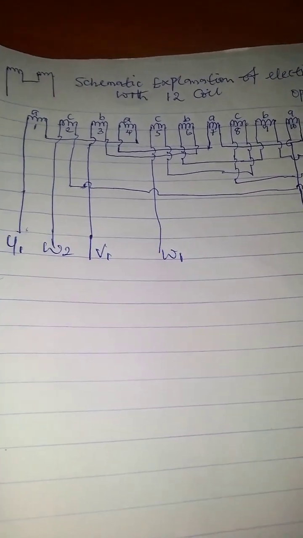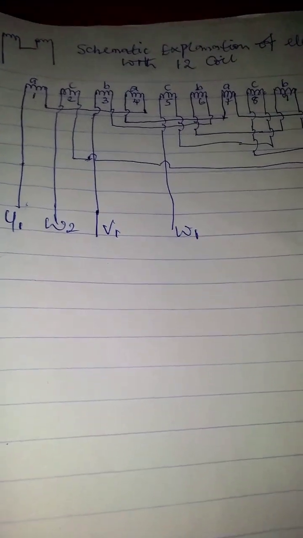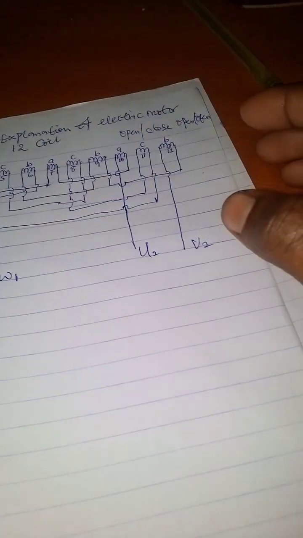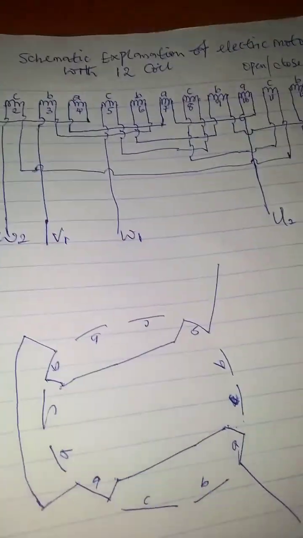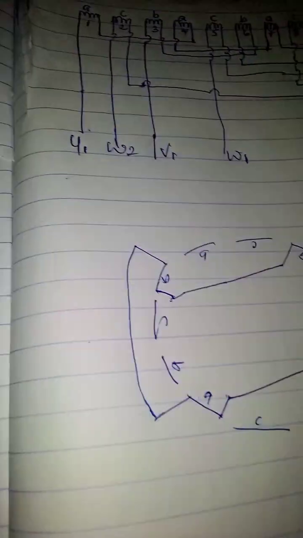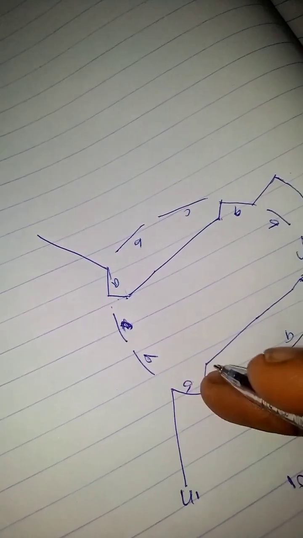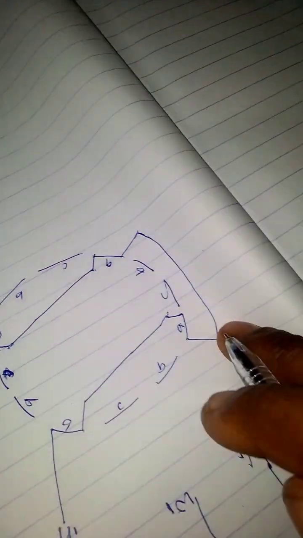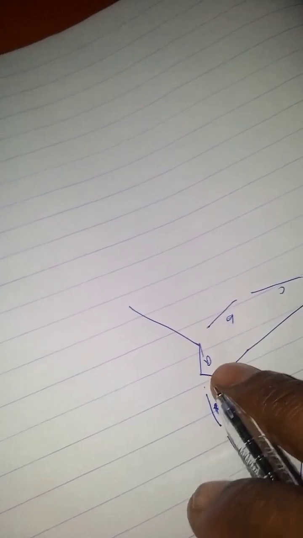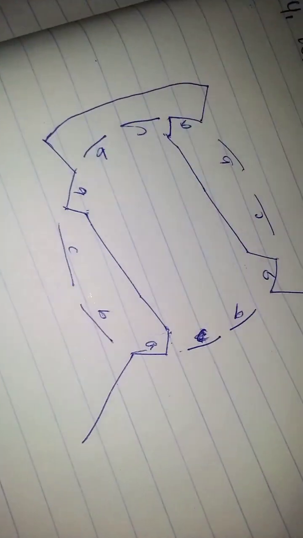So we are done with the connections, and this is the schematic diagram of the coil. I am representing it. This is my start, U1, and the current flows in this direction, and this is the final end of it, which is U2.